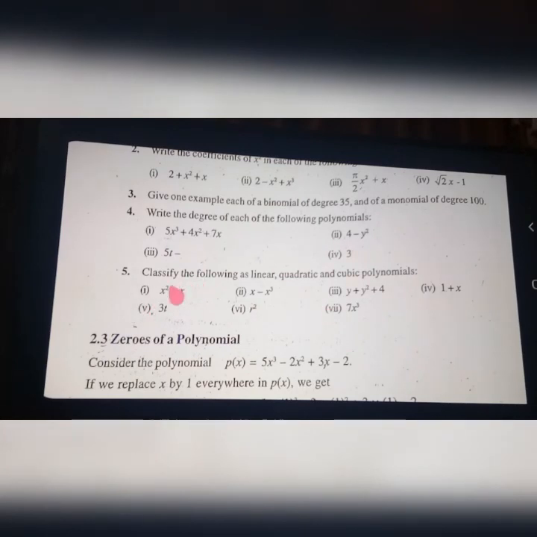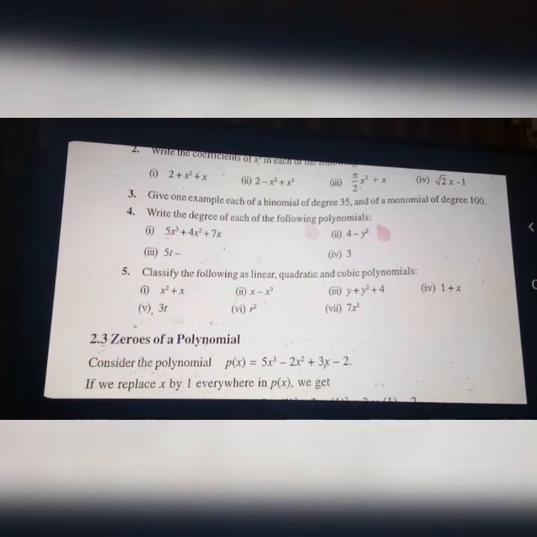So what's the degree here? 2. So it is quadratic. And what's the degree here? 3. So cubic polynomial. And here? 2. Therefore, what type of polynomial? Quadratic polynomial. And what's the degree here? 1. So it is a linear polynomial. And here degree 1, so linear polynomial. And here? Degree 2, therefore quadratic polynomial. And here the degree is 3, so cubic polynomial. Clear now?